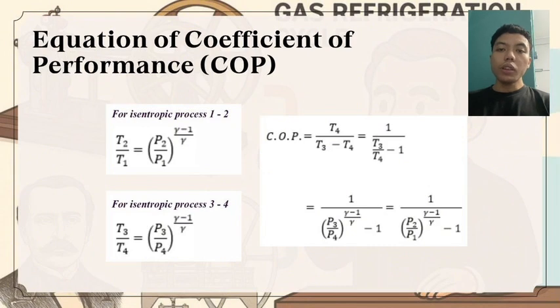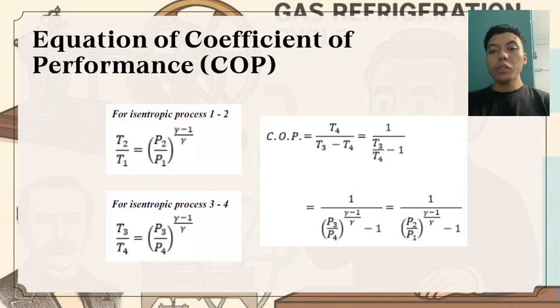Using this, we get another COP formula. COP is equal to 1 divided by (P3 divided by P4 to the power of gamma minus 1 divided by gamma) minus 1. Finally, we introduce the compression ratio, RP, which is equal to P2 divided by P1, which is equal to P3 divided by P4.